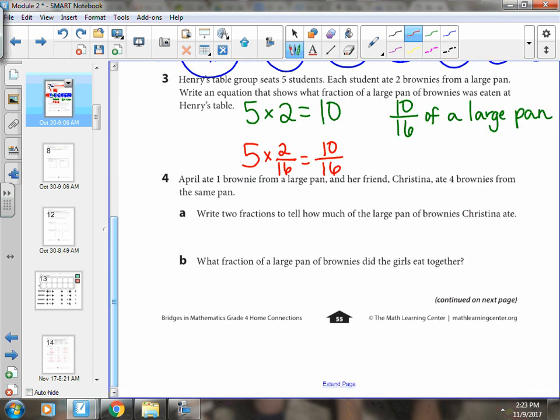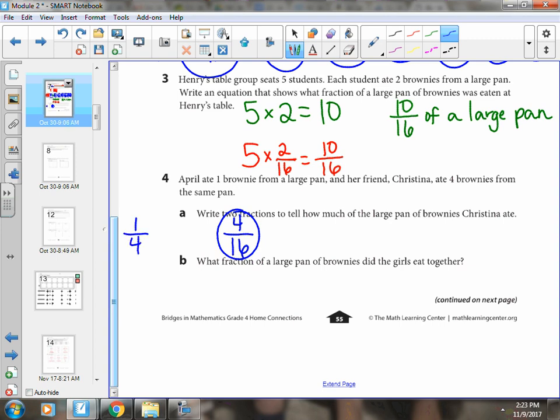April ate 1 brownie from a large pan, and her friend Christina ate 4 brownies from the same pan. Write 2 fractions to tell how much of a large pan of brownies Christina ate. Christina ate 4 out of 16. Remember, if you multiply the top and bottom by the same thing, you will get an equivalent fraction. There are so many possibilities, an infinite number of possibilities, in fact.